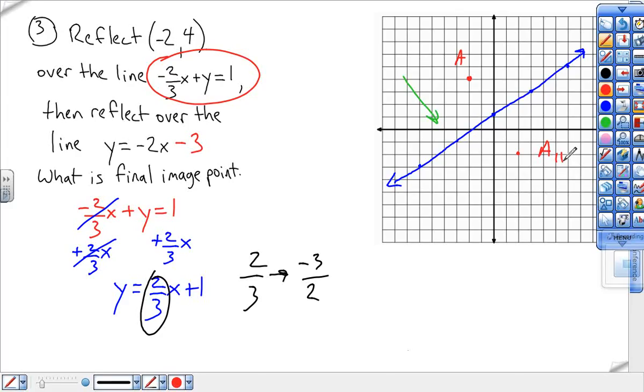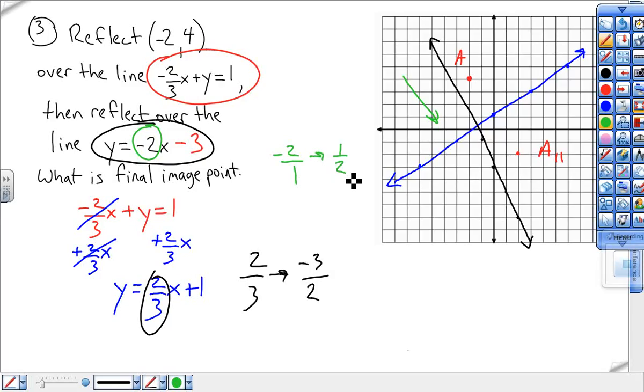My second line to graph for this one is the line y equals -2x minus 3. That is in slope-intercept form, ready to graph. So -3 for my y-intercept, over 1, down 2, over 1, down 2. Draw my line through it. I need to reflect that red A point directly across it. This has a slope of -2, so the negative reciprocal: if I take -2 and flip it and make it opposite, it gives me 1/2.